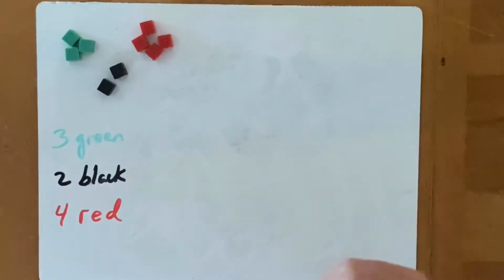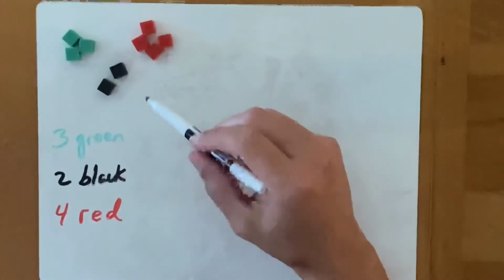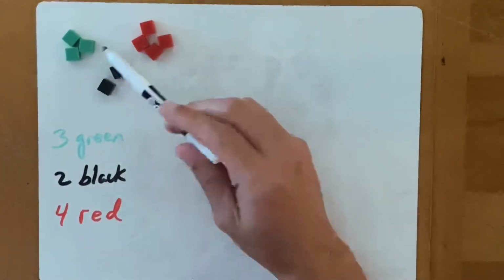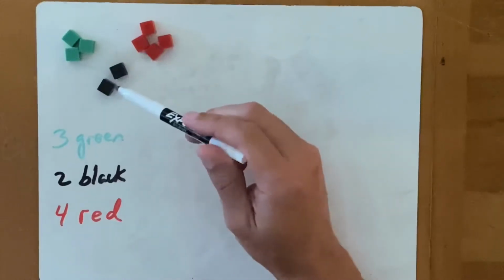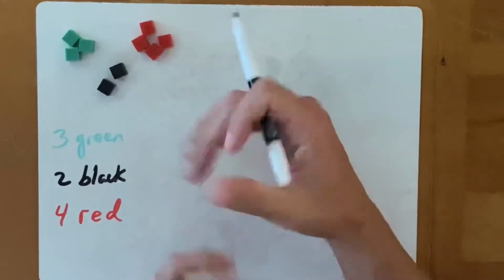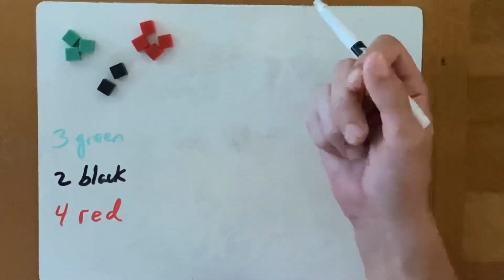Okay, so let's take a look at another example. Let's revisit our friends, the color cubes here. As you can see, we've got 3 green cubes, 2 black cubes, and 4 red cubes. Let's pretend that we put those in a bag and want to randomly pull one out at a time.